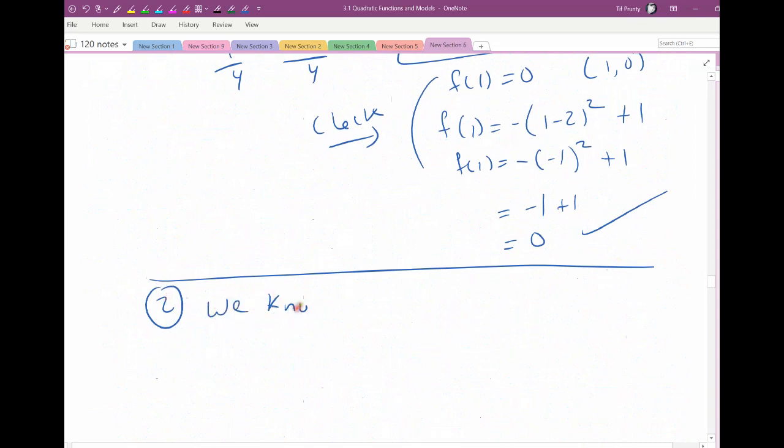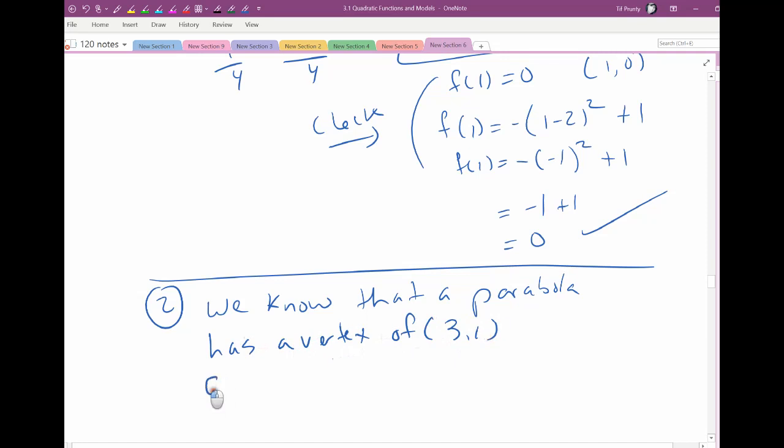Suppose we know that a parabola has a vertex of 3, 1 and passes through the point 1, 9. So this time we didn't give a graph, but they did give us enough information to solve the problem. As long as I know the vertex and one other point, I can solve it.